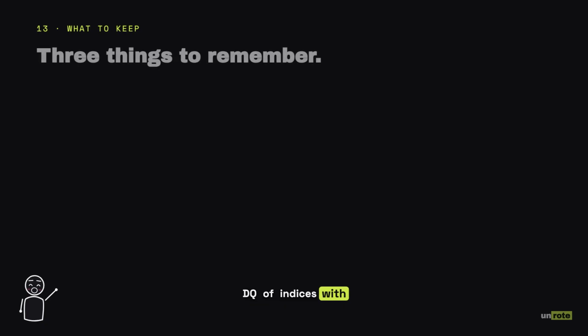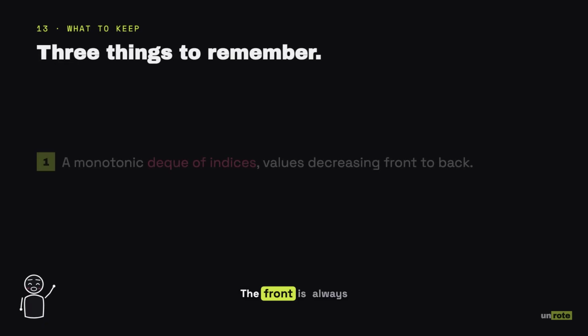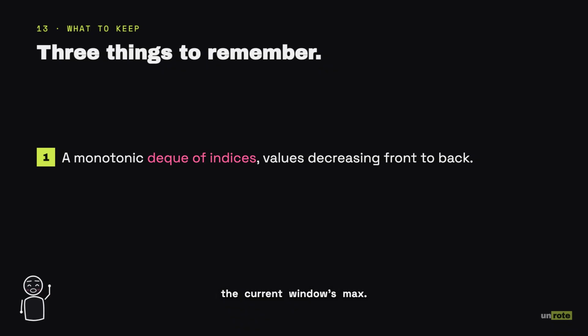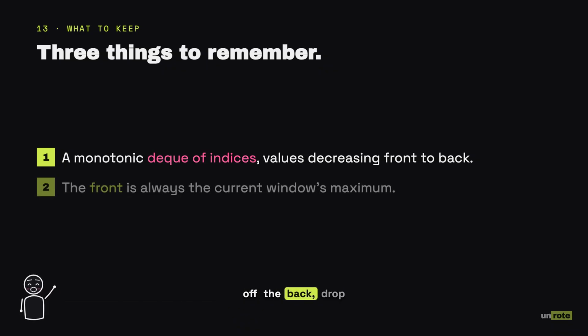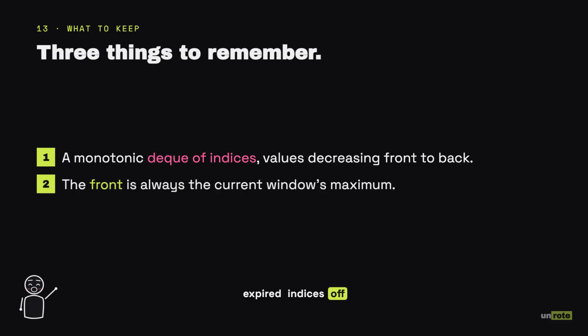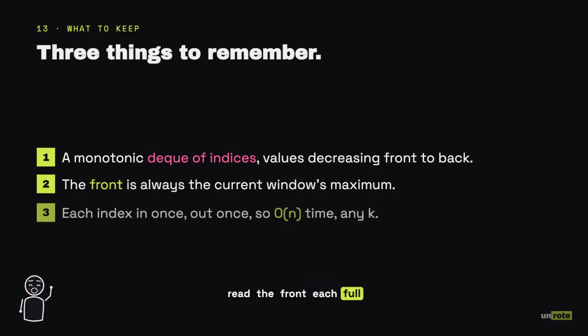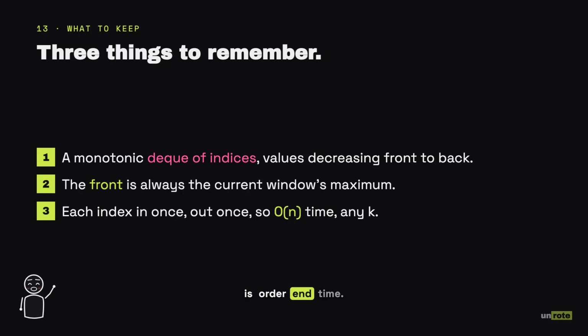Quick recap. Keep a monotonic deque of indices with decreasing values. The front is always the current window's max. Pop small values off the back. Drop expired indices off the front. And read the front each full window. That is order n time.